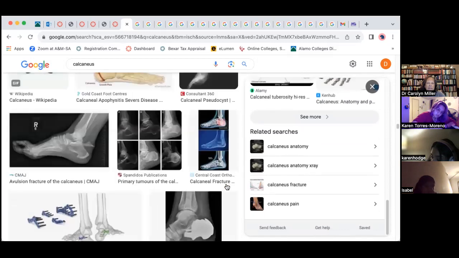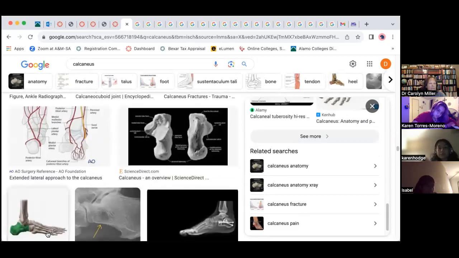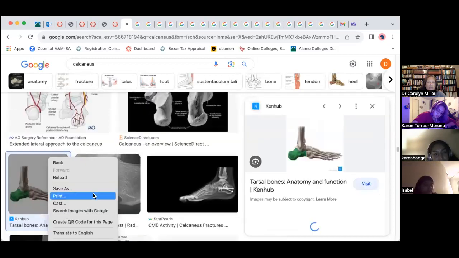It's going to be delineated. So I'll say name the bone in, oh, there it is. Name the bone in green. So I've showed you quite a few views of the calcaneus.